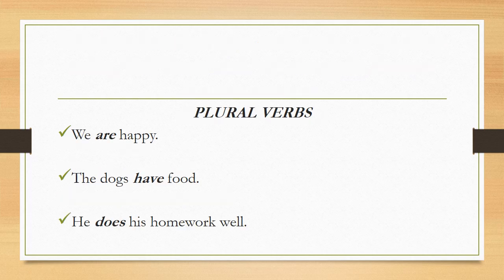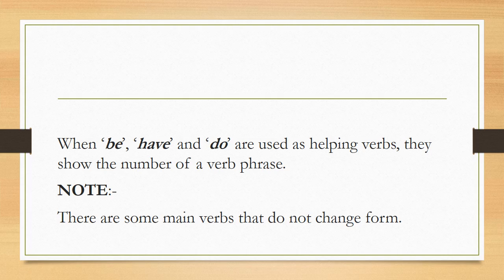When we get to the plural forms, we have: we are happy. The dogs have food. He does his homework well. So this is how the plural verbs appear. When be, have, and do are used as helping verbs, in other words, auxiliary verbs, they show the number of a verb phrase.